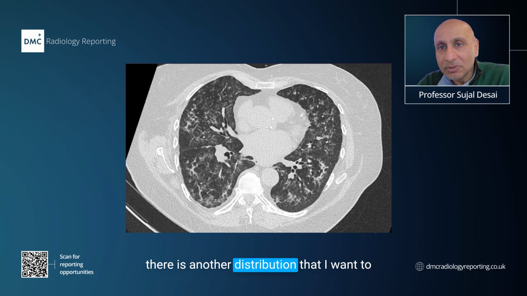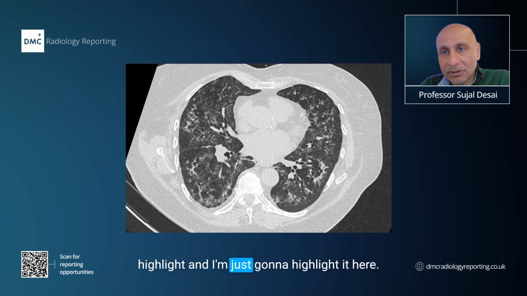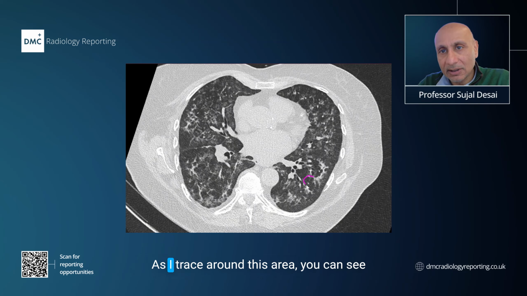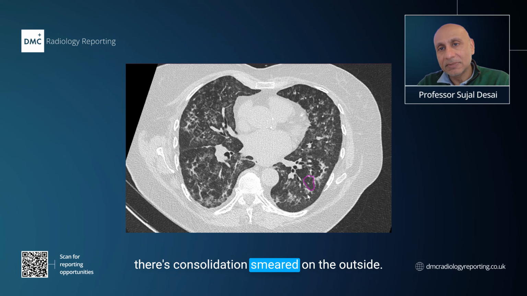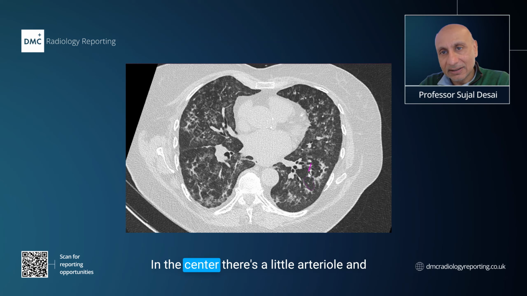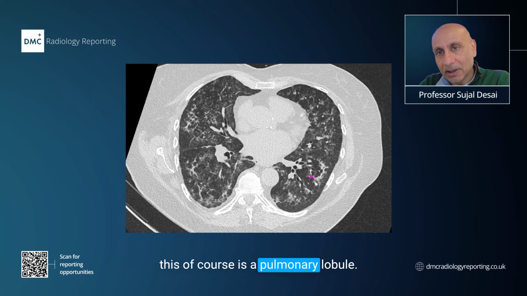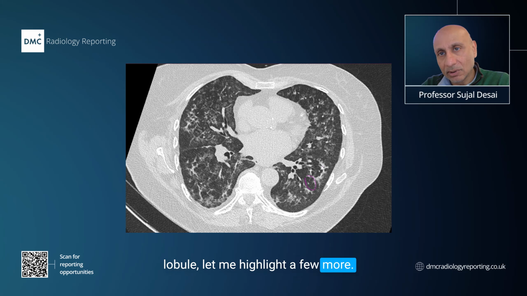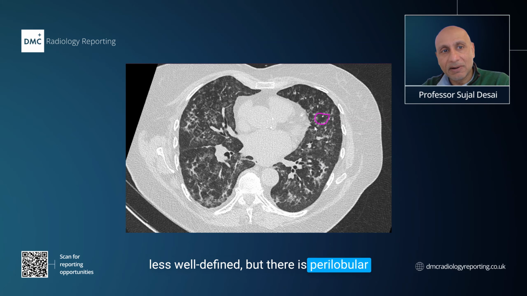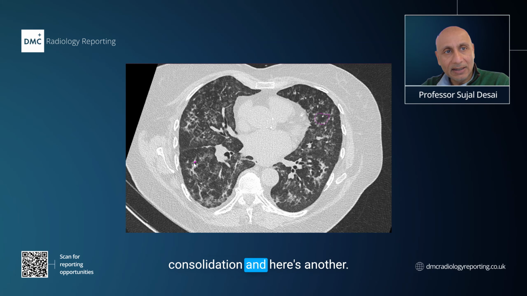But there is another distribution that I want to highlight, and I'm just going to highlight it here. As I trace around this area, you can see there's consolidation smeared on the outside. In the center, there's a little arteriole, and this, of course, is a pulmonary lobule. And when you see one pulmonary lobule, let me highlight a few more. Here's another pulmonary lobule. Here's another one, which is a little bit less well-defined, but there is perilobular consolidation. And here's another, and here's another.